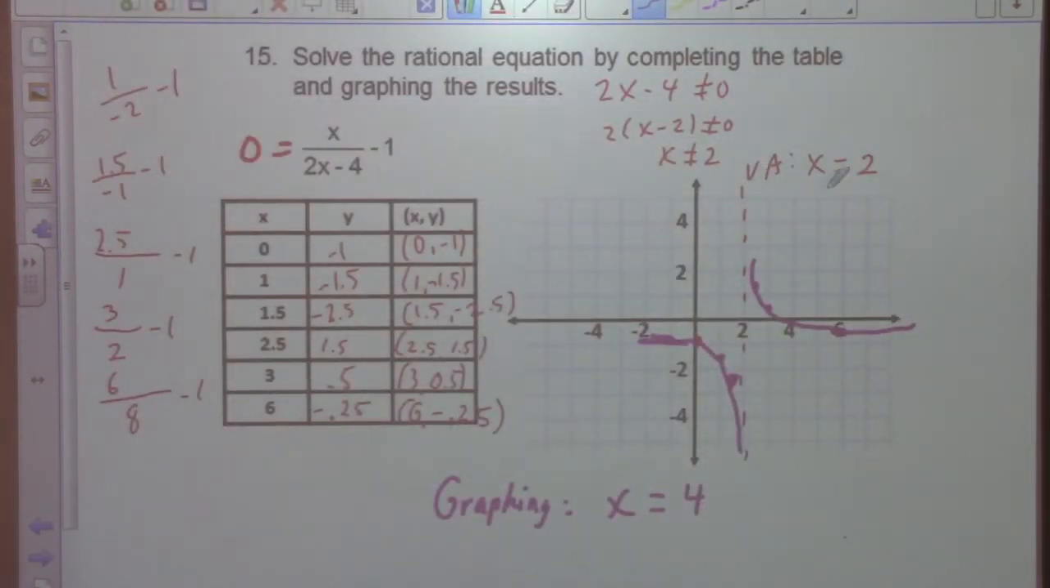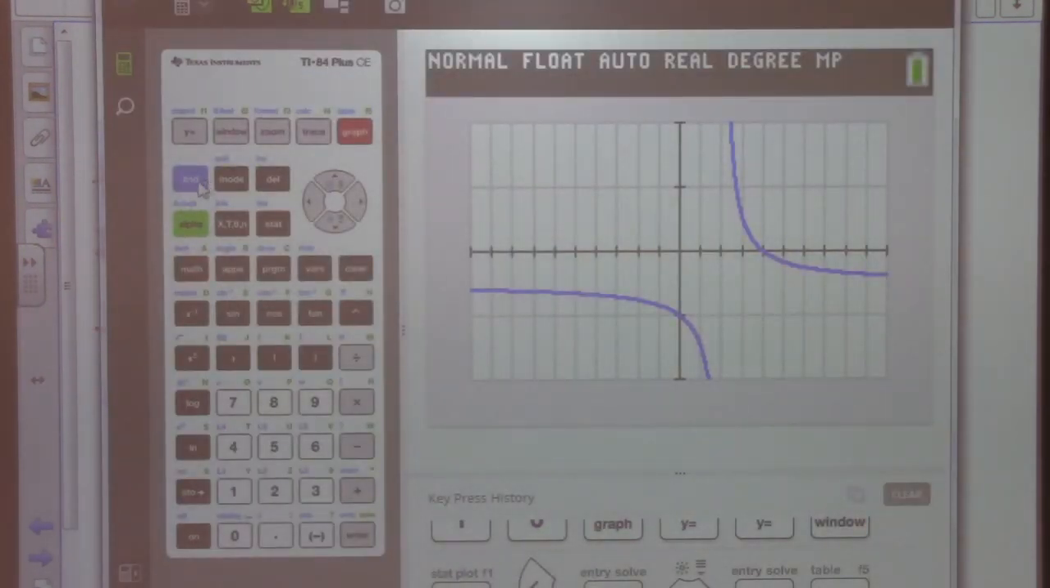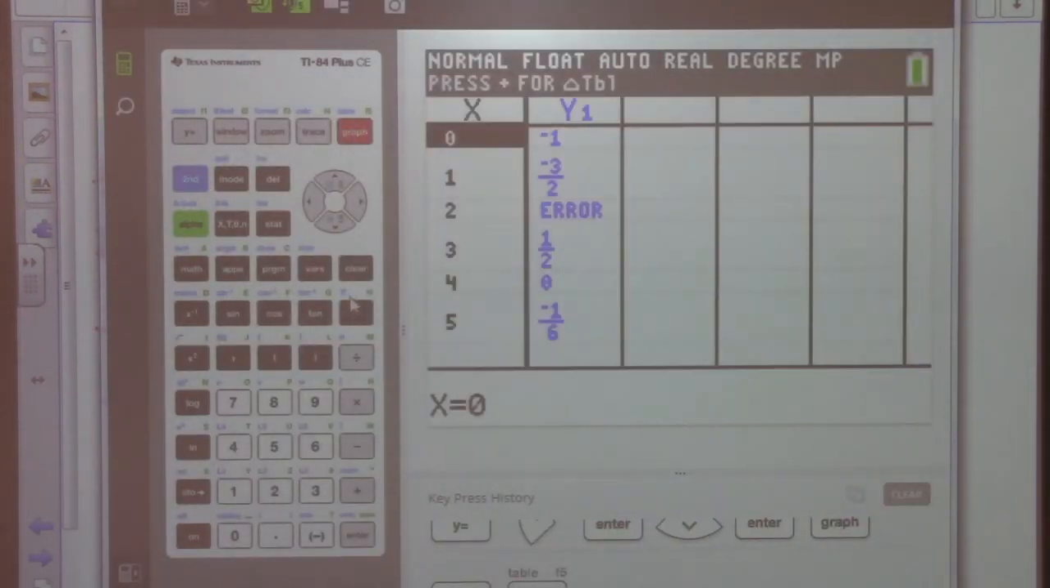That's not an excluded value, right? 2 is the excluded value. So that's going to be our answer to number 15. Another thing you can do is look at the table view. See that you have where x equals 4, y equals 0.